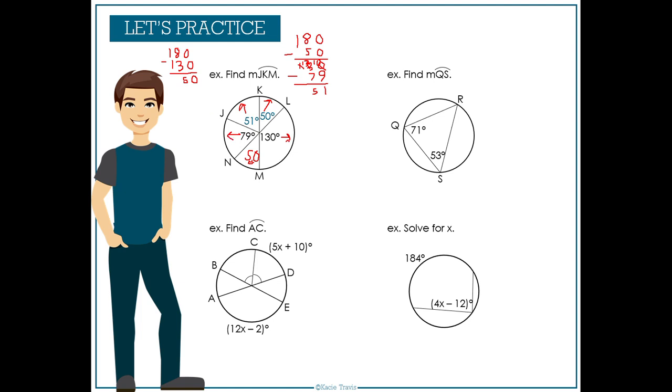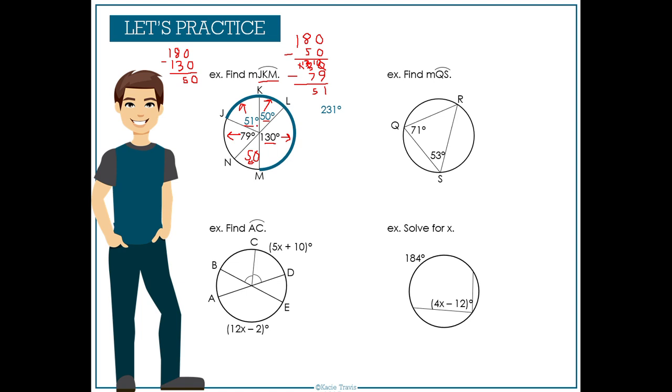All right, now that we did a whole lot of detective work, people, let's figure out the measure of our arc here. Remember, when they give you three letters like this, three letters in an arc means that it's a major arc, meaning it's going to be bigger than 180. So let's map out where our arc is. We're coming from J past K over to M. So that means I need to add these three together: 51, 50, and 130. When I add all three of these together, I get a final answer of 231.